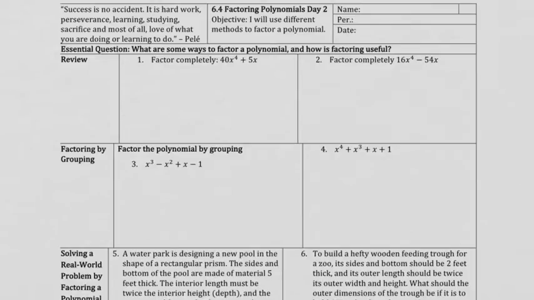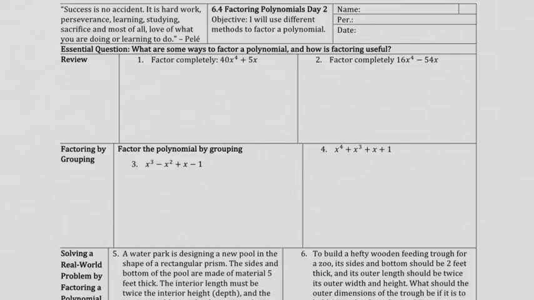Alright, this is section 6.4. This is day 2 on factoring polynomials. We started factoring polynomials, I believe last week, but we didn't finish it. We only got to do a sum of two perfect cubes and difference of two perfect cubes. But we need to learn a couple more different methods, so that's what we're doing at day 2 on it.